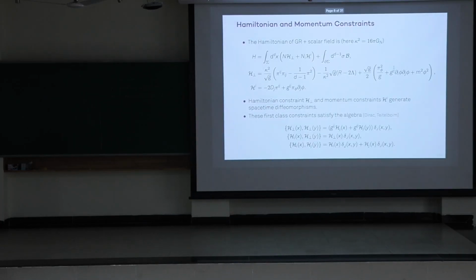Okay. So this is the familiar expression for the Hamiltonian of GR with a scalar field. N and N^i are the lapse and shift. There's a boundary term which I haven't written down here. H_perp and H_i are the Hamiltonian and momentum constraints, which generate spacetime diffeomorphisms. From the point of view of the Hamiltonian theory, they are first-class constraints and satisfy the following algebra.